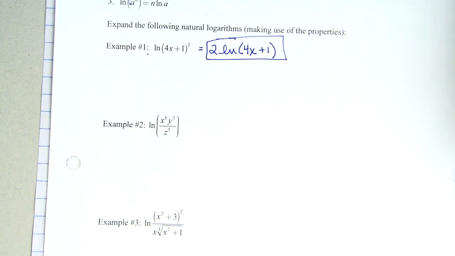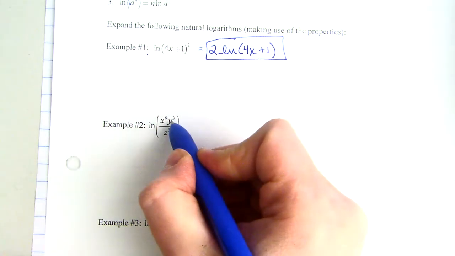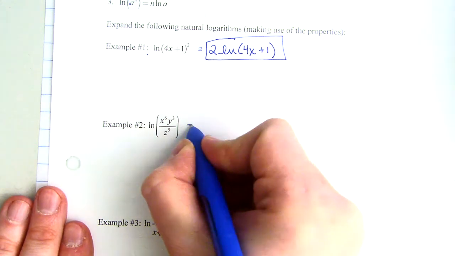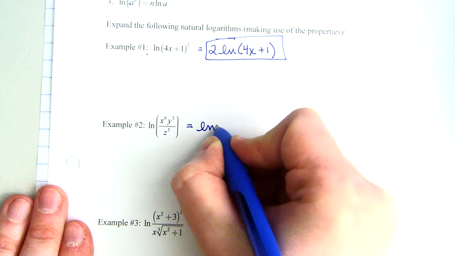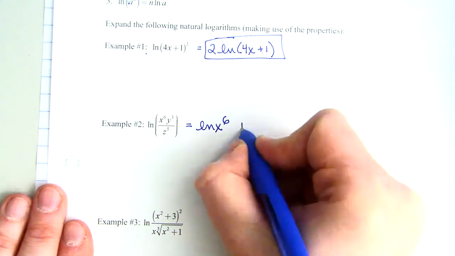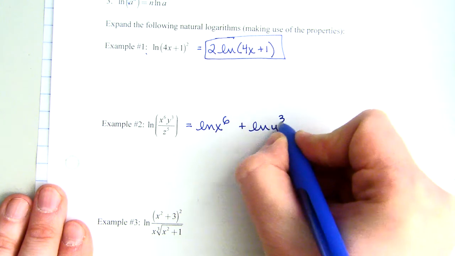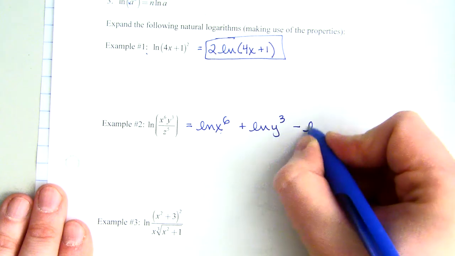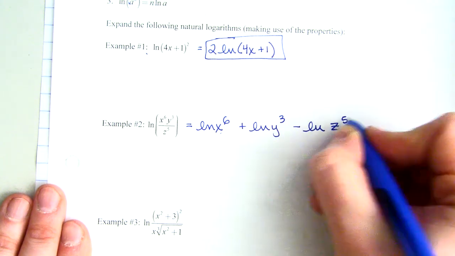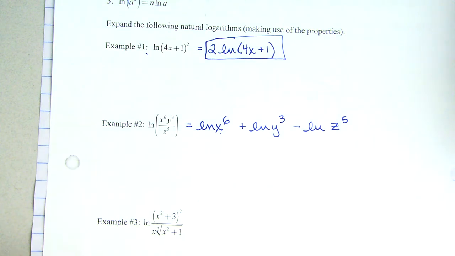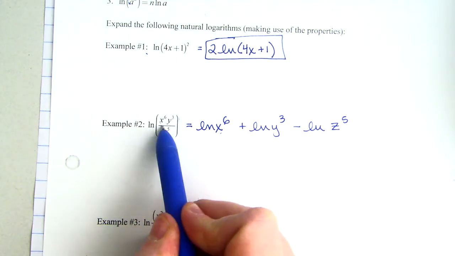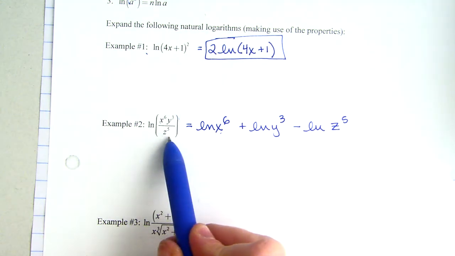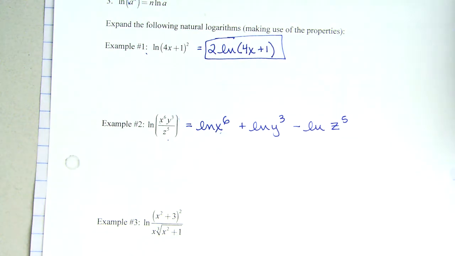In example number 2, I see some things getting multiplied, I see some things getting divided. I can turn this into 3 logarithms. I can make this the natural log of x to the 6th plus the natural log of y cubed, because x to the 6th times y cubed gives me the thing up top, but since I'm dividing by z to the 5th, I'm going to say minus the natural log of z to the 5th. And honestly, we're going to add logs together to represent the things that were on the top of our fraction and subtract logs to represent the things in the bottom of our fraction. So if there were other things in the bottom, I would subtract natural logs for those as well.